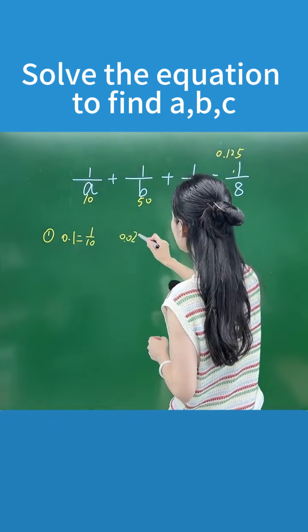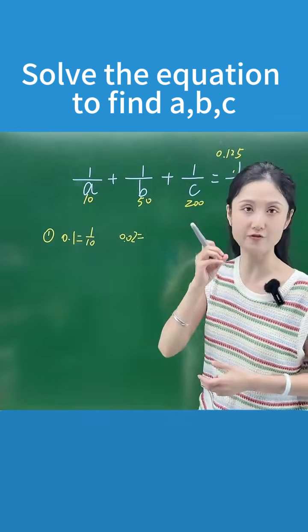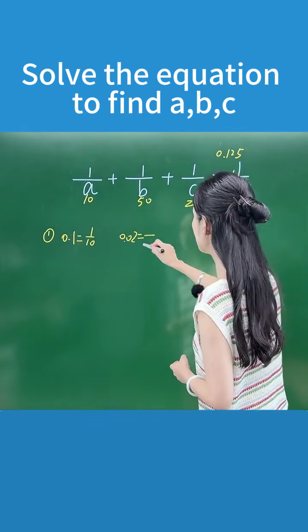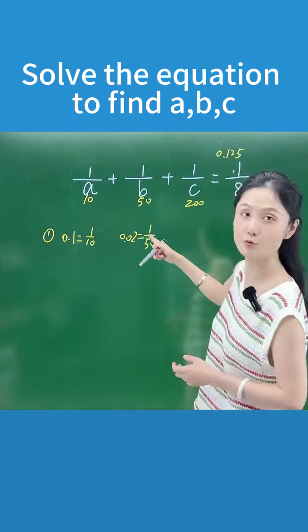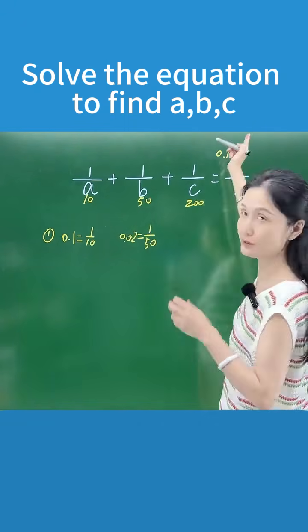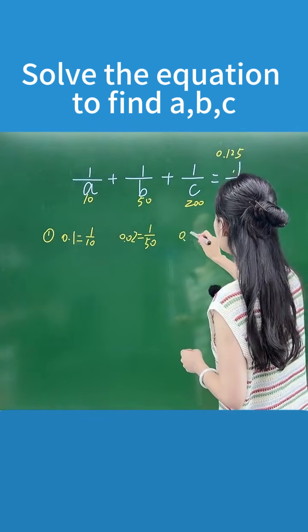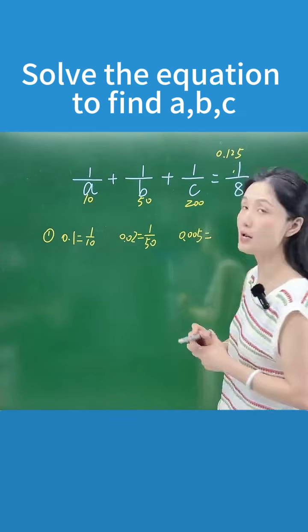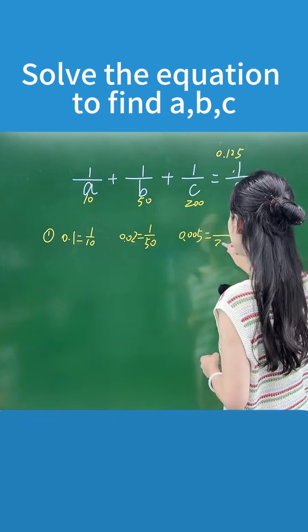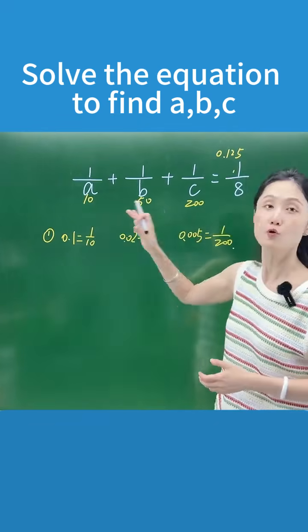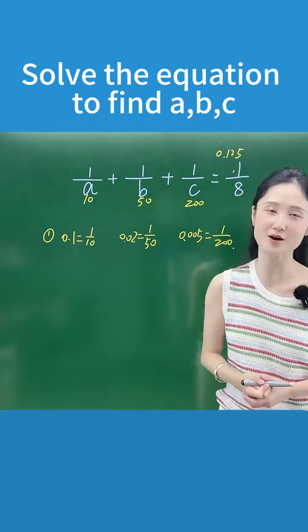What does 0.02 equal? Written as a fraction, it's 2 100ths, and 2 100ths is equal to 1/50th, so this number equals 50. Third, this 5 is actually 0.005. 0.005 is 5 over 1,000, and 5 over 1,000 is equal to 1 over 200. So you see, you can solve it instantly just by looking at it.